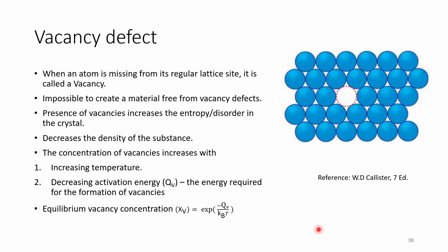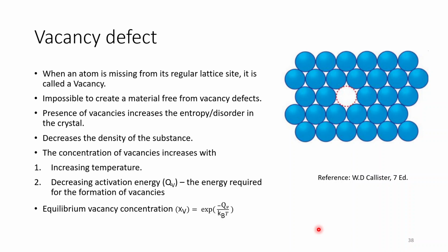In case of vacancy defect, when an atom is missing from a regular lattice site, it is called a vacancy. It is impossible to create a material free from vacancy defects, and the presence of vacancies increases entropy or disorder in the crystal. So it decreases the density of the substance.